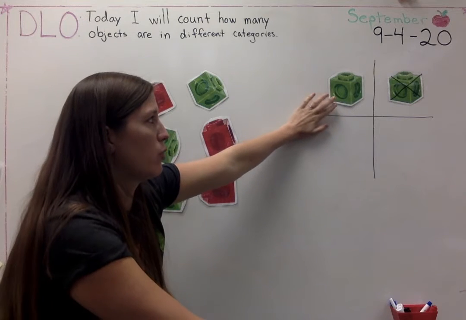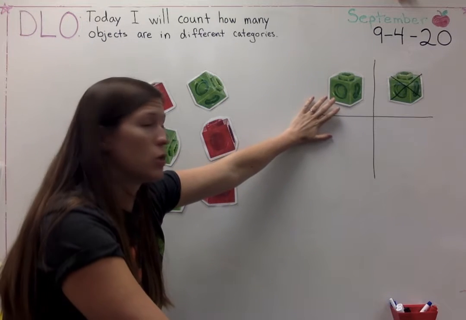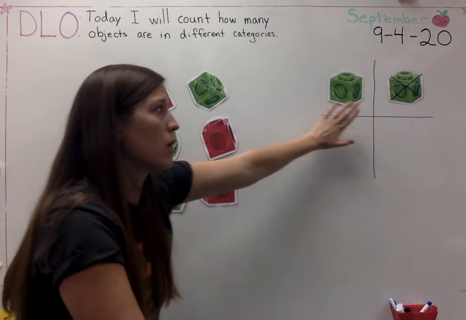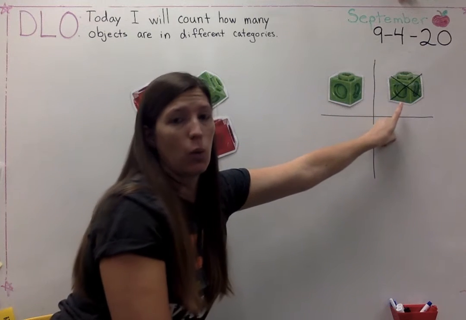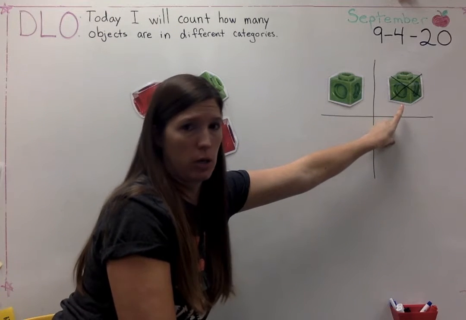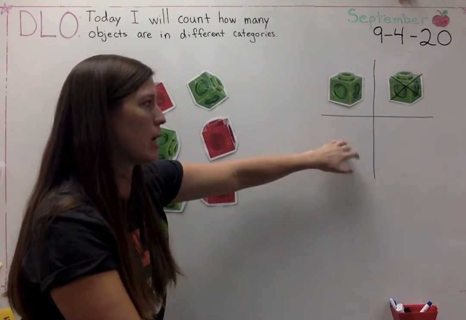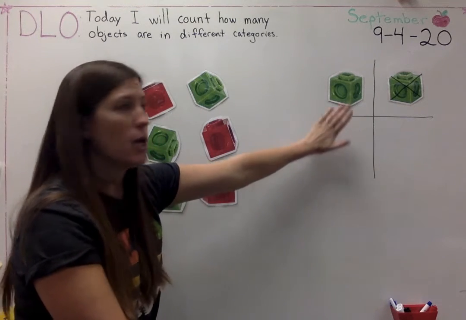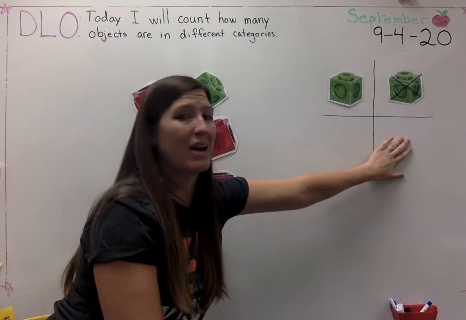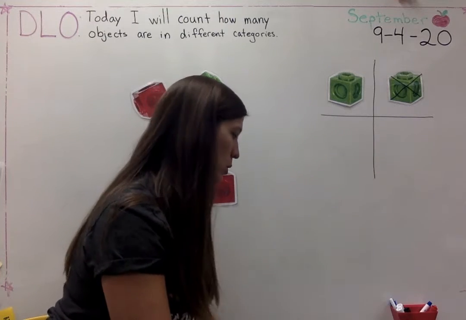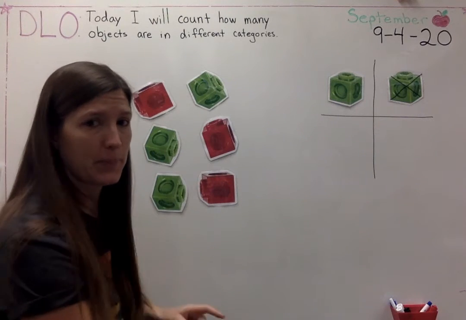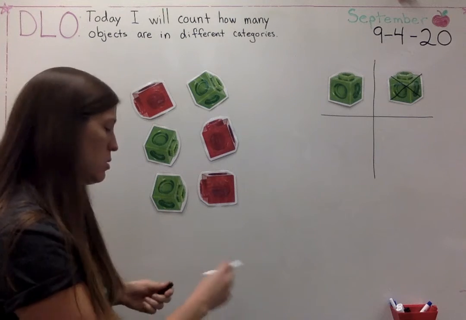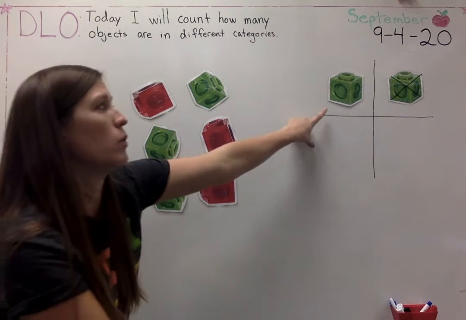On this side, I have what is a green cube, and over here I have an X on it. What is not? How many are not a green cube? So we'll tally up how many are green cubes, and on this side we'll tally up how many are not green cubes. Are you ready? Let's count. Let's count with our green ones first.